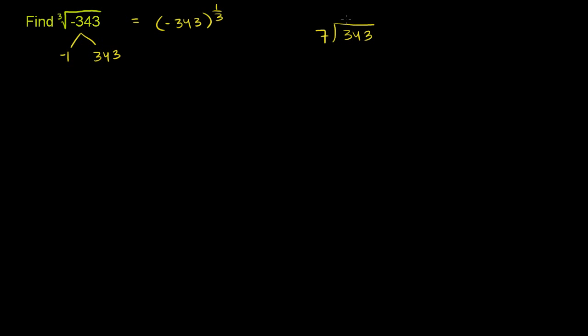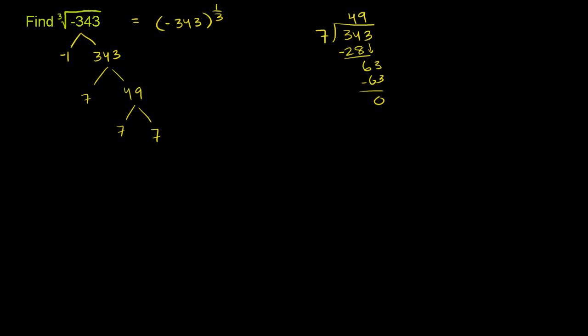7 goes into 34 4 times. 4 times 7 is 28. 34 minus 28 is going to be 6. Bring down the 3. 7 goes into 63 exactly 9 times. And 9 times 7 is 63. No remainder. So this is going to be 7 times 49. And we know that 49 is the same thing as 7 times 7.